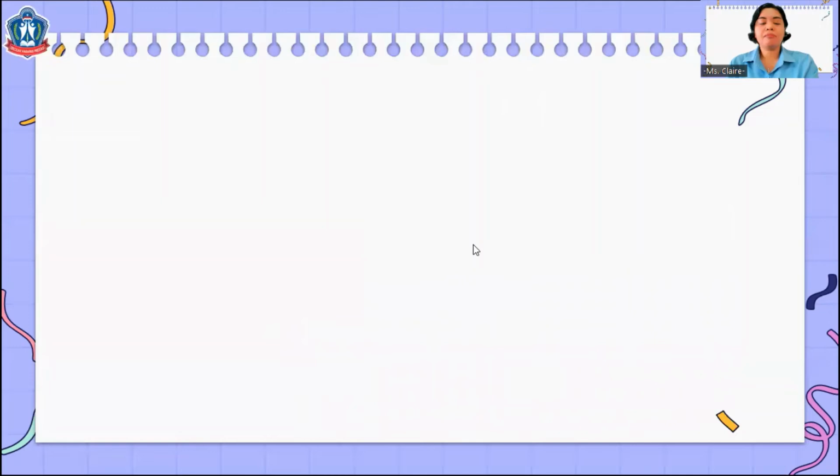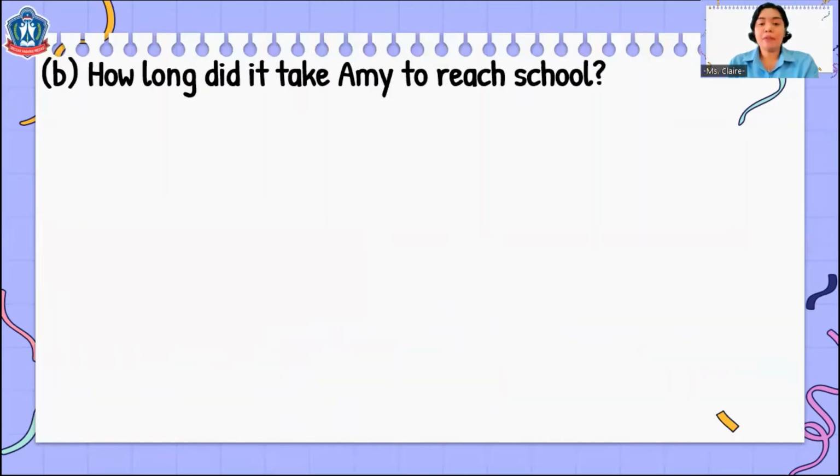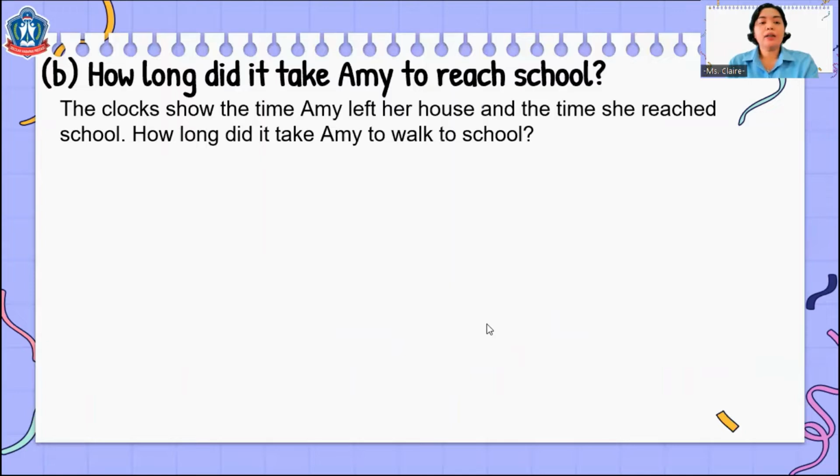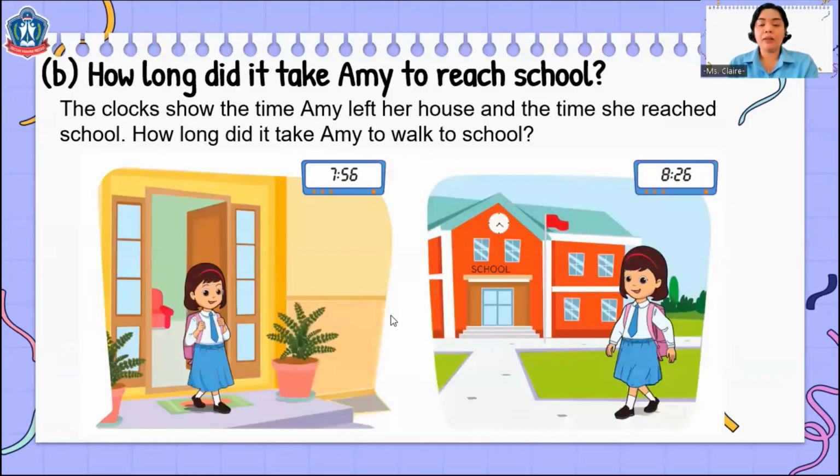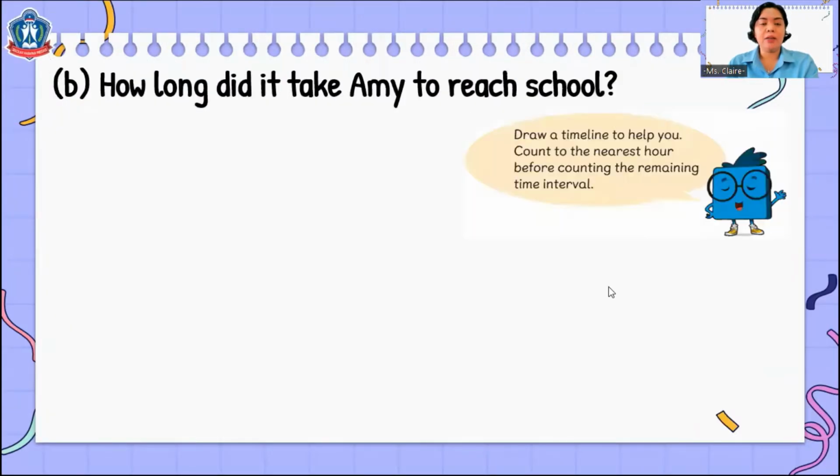Okay, another. How long did it take Amy to reach school? The clock showed the time Amy left her house and the time she reached school. How long did it take Amy to walk to school? Amy left her house at 7:56 a.m. She reached school at 8:26 a.m. So how are we going to find the time interval between these two times? Here it is. Take a look. We can draw a timeline or a number line to help us find the time interval.